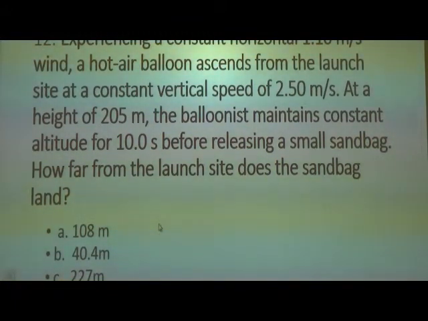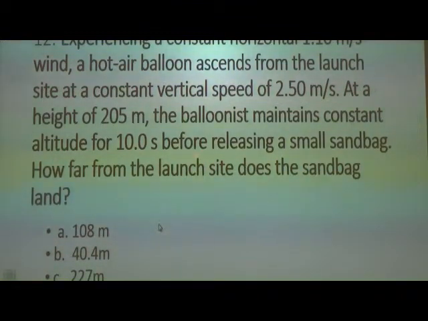Number 12. Experience a constant horizontal 1.15 meters per second wind. A hot air balloon ascends. So you need to know what ascends means. It means it goes up from the launch site at a constant vertical speed of 2.5 meters per second. At a height of 205 meters, the balloonist maintains a constant altitude for 10 seconds before releasing a small sandbag. How far from the launch site does the sandbag land?